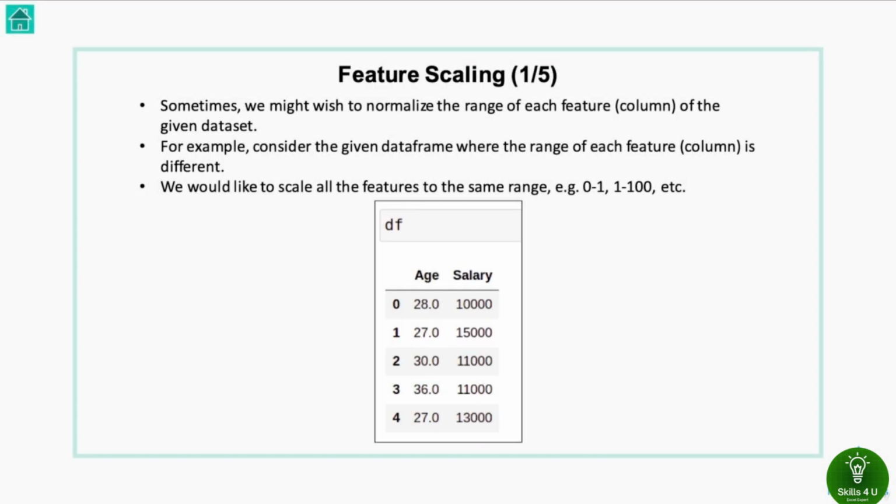A column of a dataset is also called a feature or attribute. Different features will have different ranges of values. For example, as shown in the figure, the age column is in the range 1 to 100 and the salary is in the range of thousands. Sometimes we might want all or some of the features to be in the same range. This can be achieved with feature scaling.